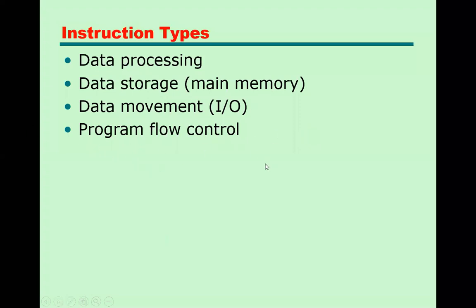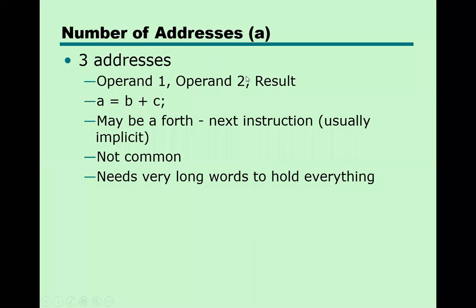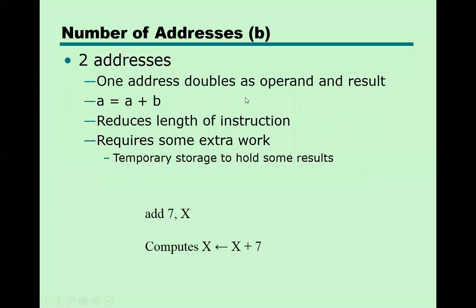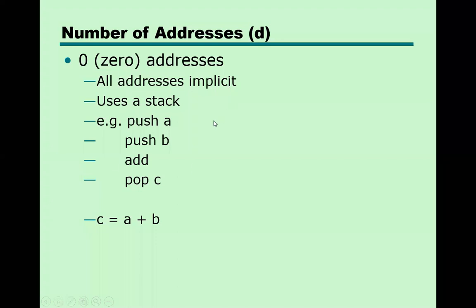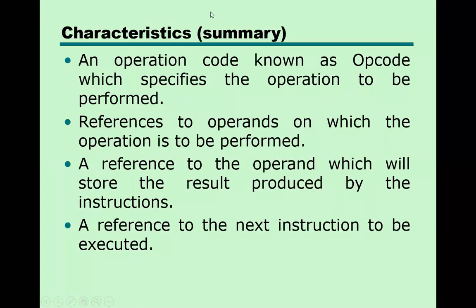And program flow control. In flow control, if there is a jump instruction, we have to jump from one line to another line. And in do while, again, we have to jump. We have also seen the different addresses. For the addition, we can use different types of addresses. Three addresses for the addition, but it increases the instruction size. With two addresses, extra work is required, but it minimizes the instruction size. We can use one address, and implicitly we can use the second address. The same way, we can use all addresses implicitly, and with zero addresses, nothing is given explicitly.